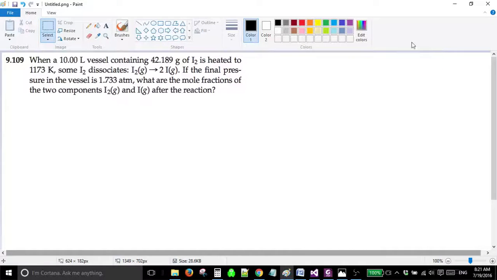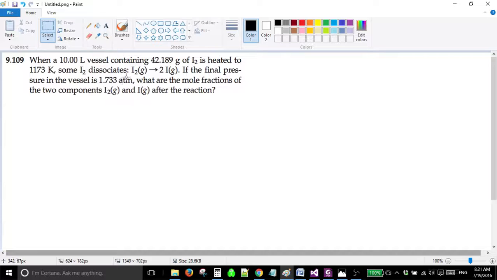I have a hard partial pressures problem here for you from someone's textbook. In this problem, they give us a chemical reaction, molecular iodine making atomic iodine. Notice that the moles of gas increase in the products. Every time I start with 1 mole of gas, when the reaction happens, I get 2 moles of gas. So there's an increase in atoms of gas, or there's an increase of particles of gas. They've also given us the final pressure of the vessel.